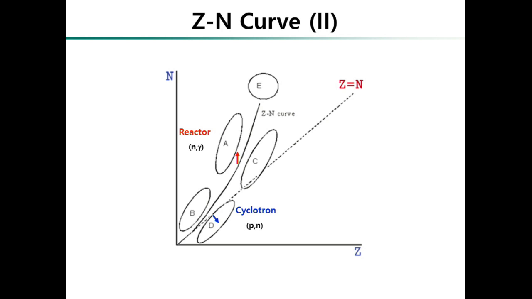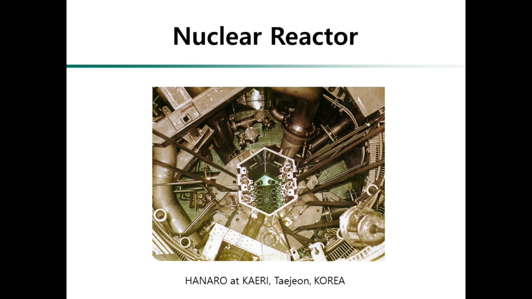As I mentioned, this is the stability line, and if we want to make nuclides on the upper side of this band, we can use the reactor. This part we can use the cyclotron. This is the only one.